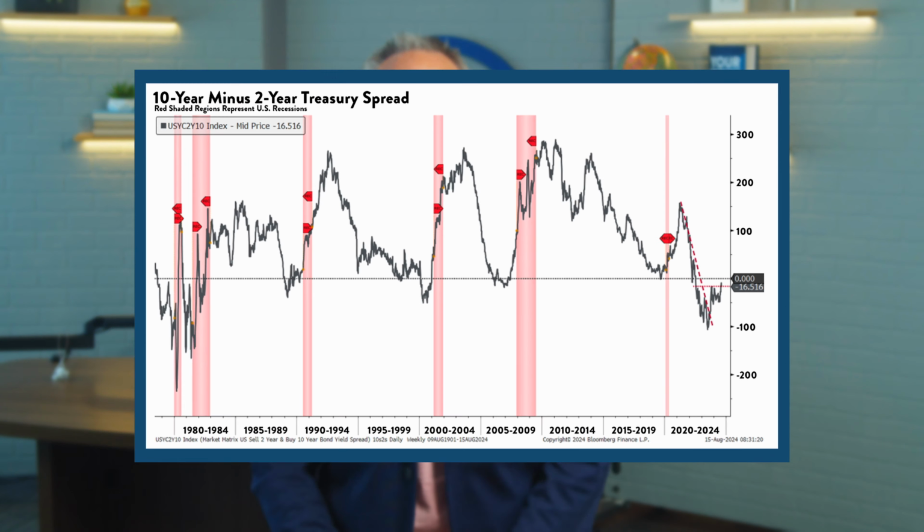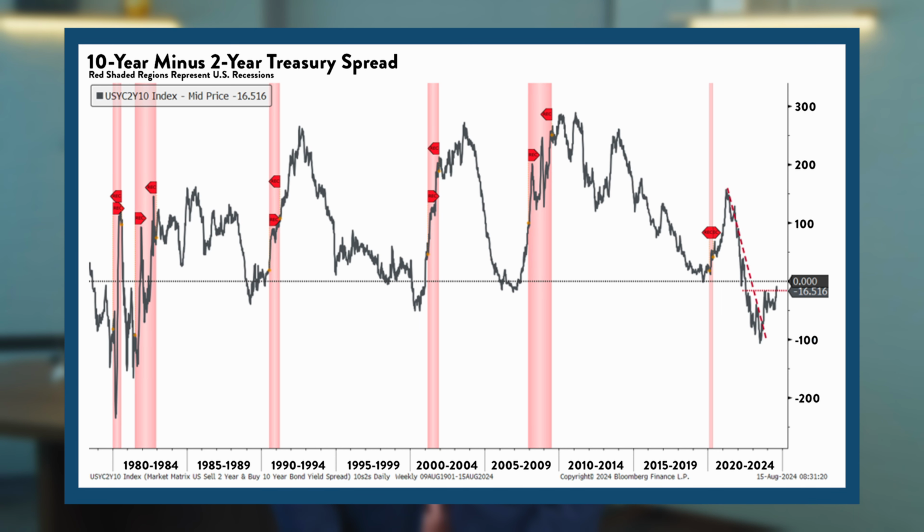Take a look at this chart from LPL Financial. You see the yield spread going back to 1979. The dotted black line is even. The red shaded areas are recessions. There are 6 recessions. And look at when that black line drops below even and is negative.